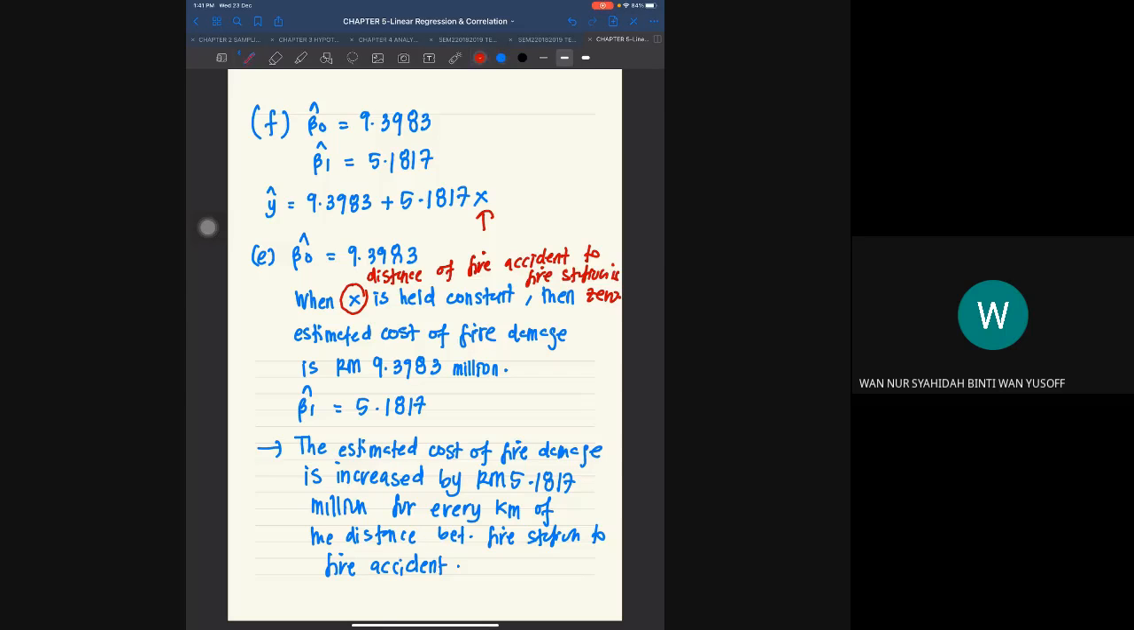Okay, if we have a negative beta 1 cap, then here it will be decrease. But no need to mention the negative sign. When the reader reads your answer here decrease, then we know that we have a negative slope. Okay, question so far?